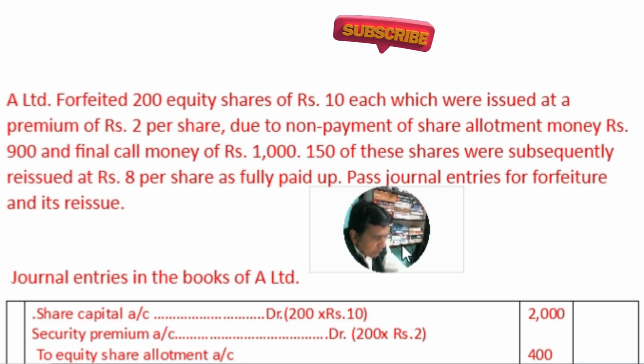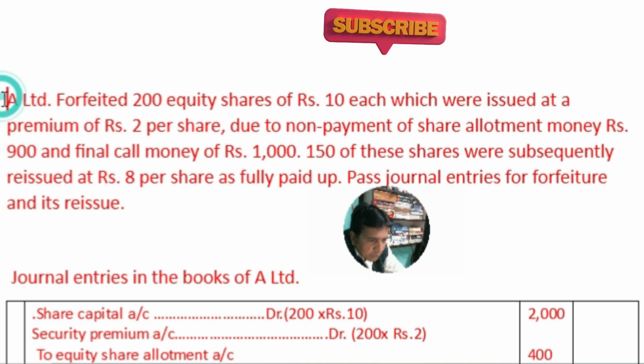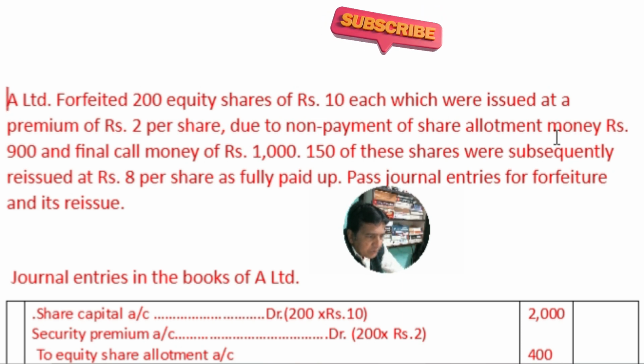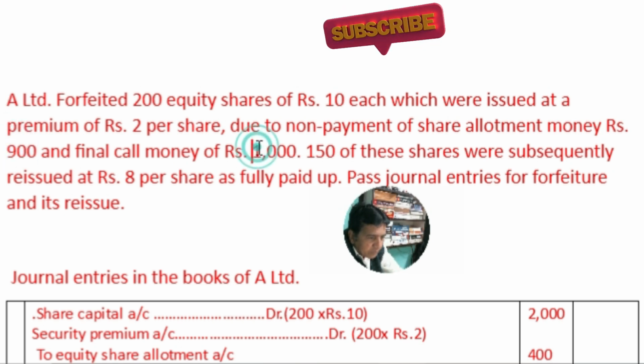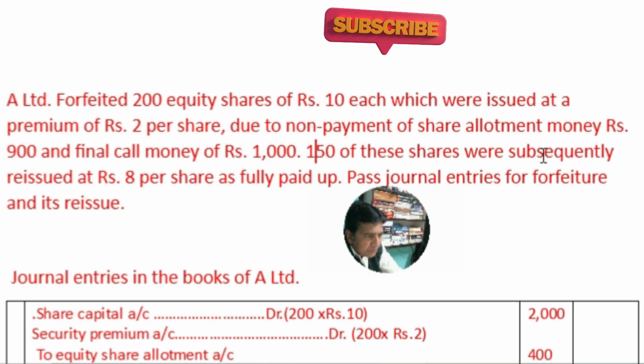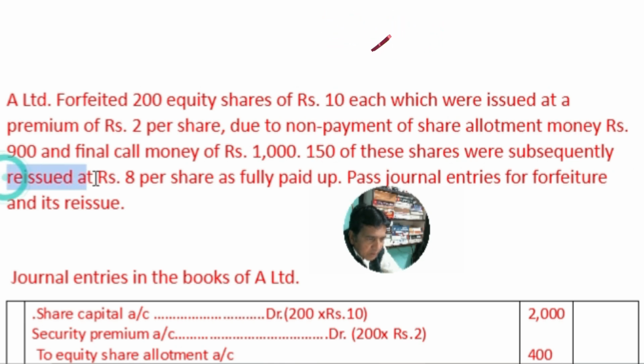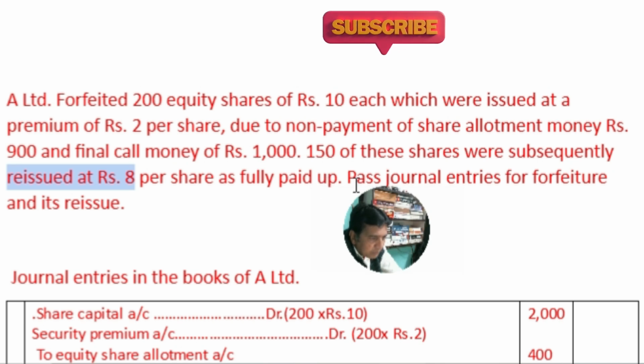So have a look at the question on the screen. A limited company forfeited 200 equity shares of rupees 10 each, which were issued at a premium of rupees 2 per share. The company forfeited the shares due to non-payment of the share allotment money of rupees 9 and the final call money of rupees 1. Out of these 200 shares, 150 shares were subsequently reissued at rupees 8 per share as fully paid up. Pass journal entries for forfeiture and its reissue.